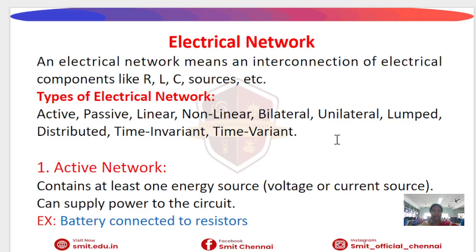So we have types of electrical networks: active network, passive network, linear, non-linear, bilateral, unilateral, lumped, distributed, time invariant, and time variant. What is the active network? It contains at least one source, that is a battery. So, for example, if we connect a battery plus resistor, it can supply power. So, it is said to be the active network.